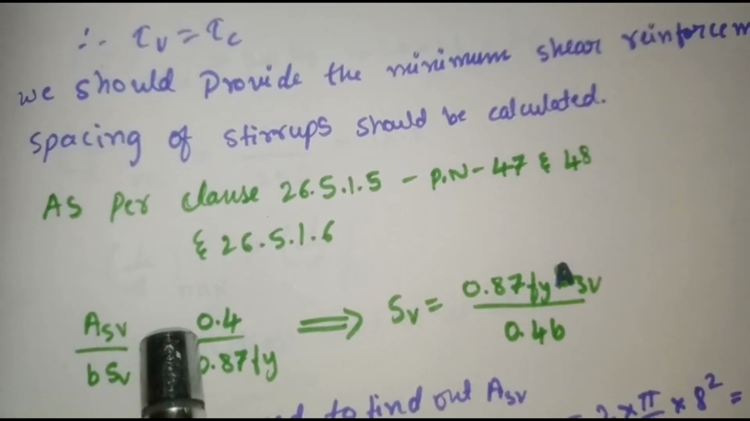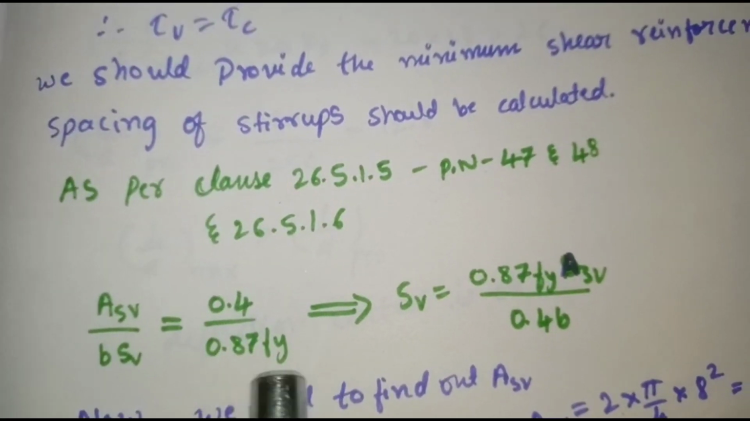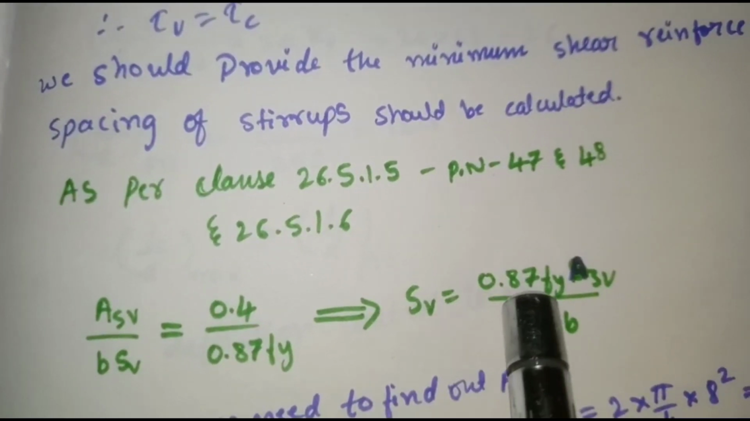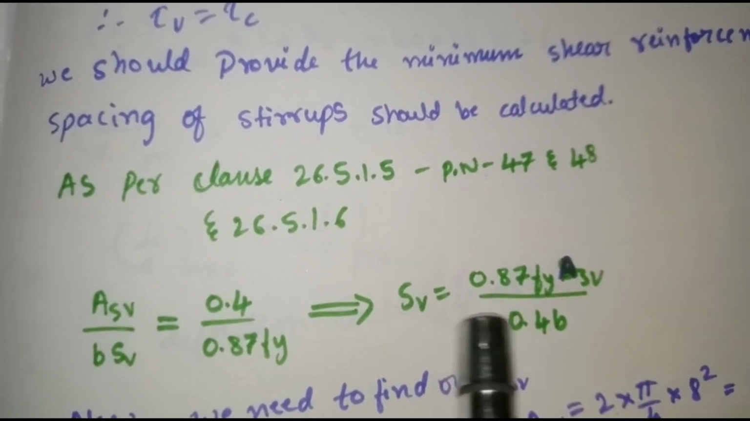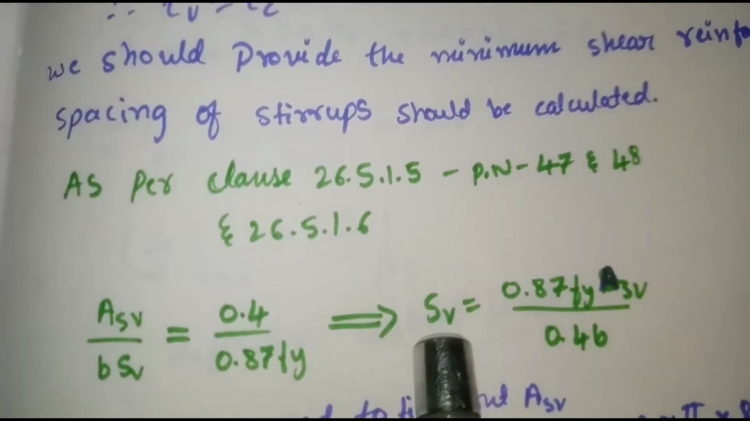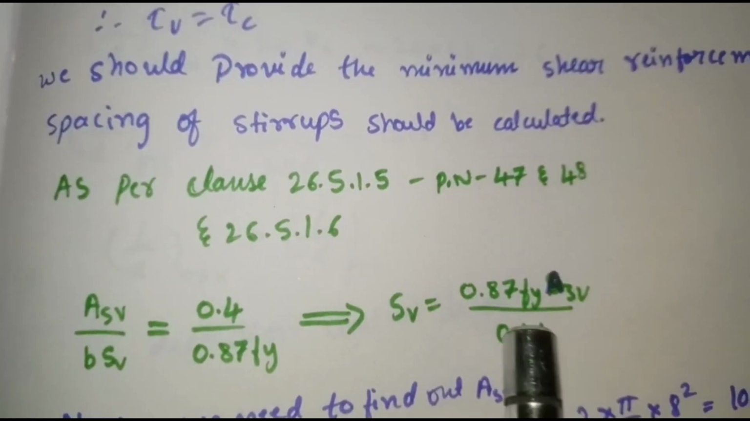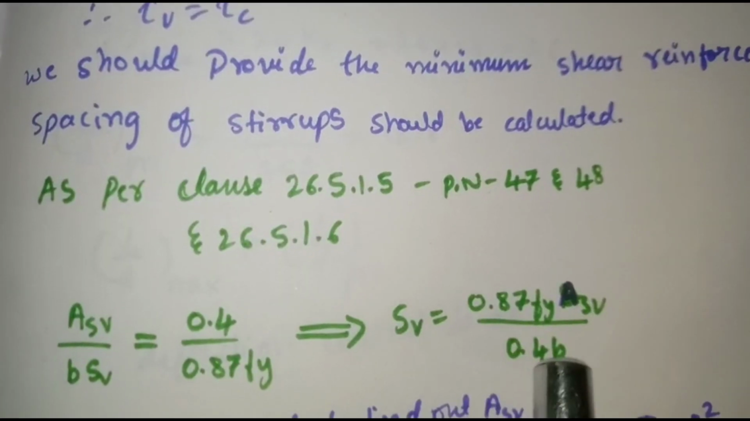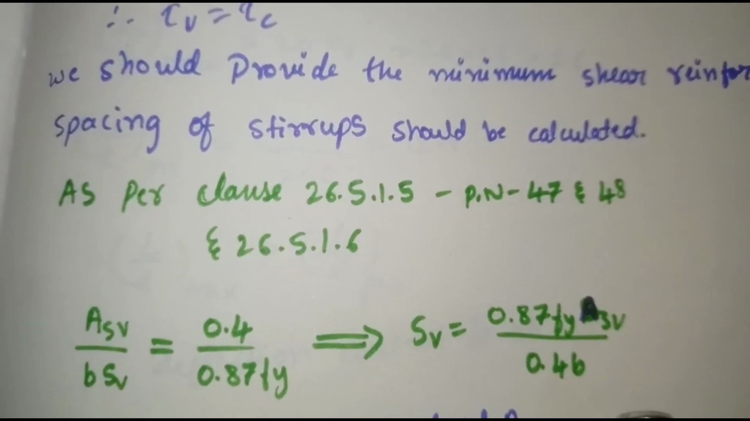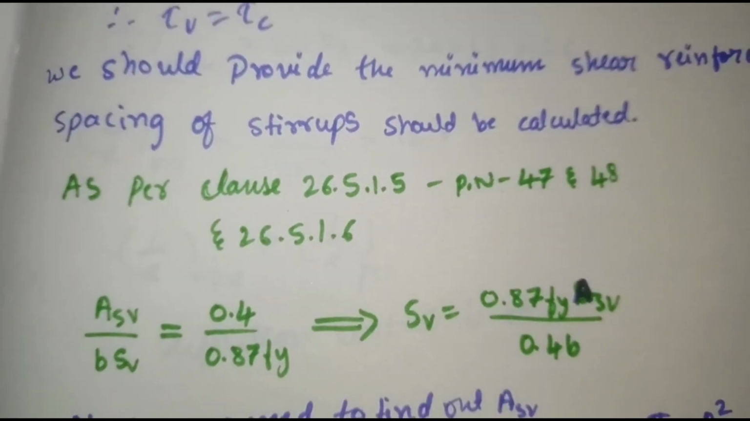So the same formula which is given on page number 48 I have written here. Now we are calculating the spacing of stirrups. For that I have rearranged it. So SV is equal to 0.87 Fy ASV divided by 0.4 into B. I have rearranged it for calculation of SV. Now, we know the value of Fy and B, and what is unknown here? ASV is unknown here.